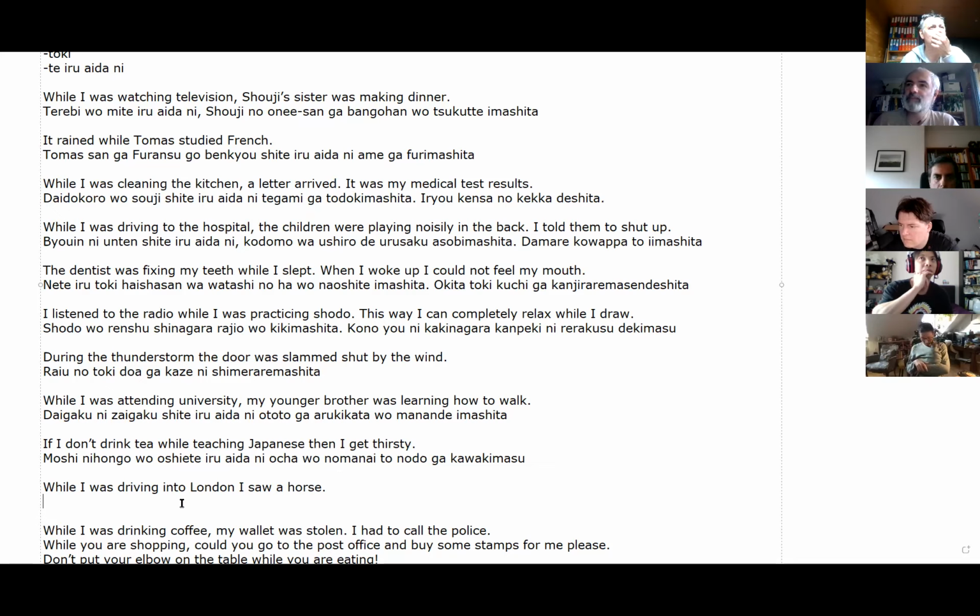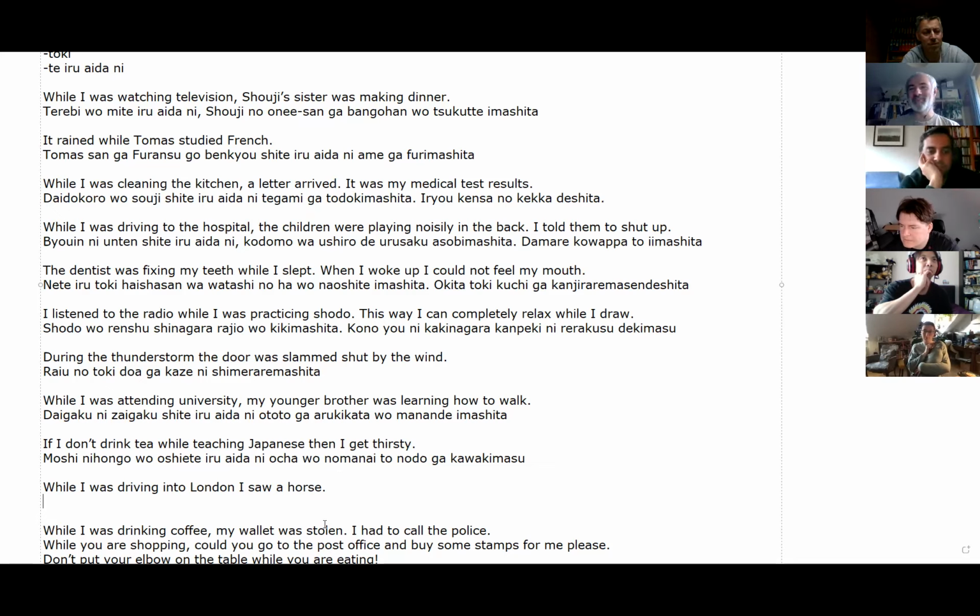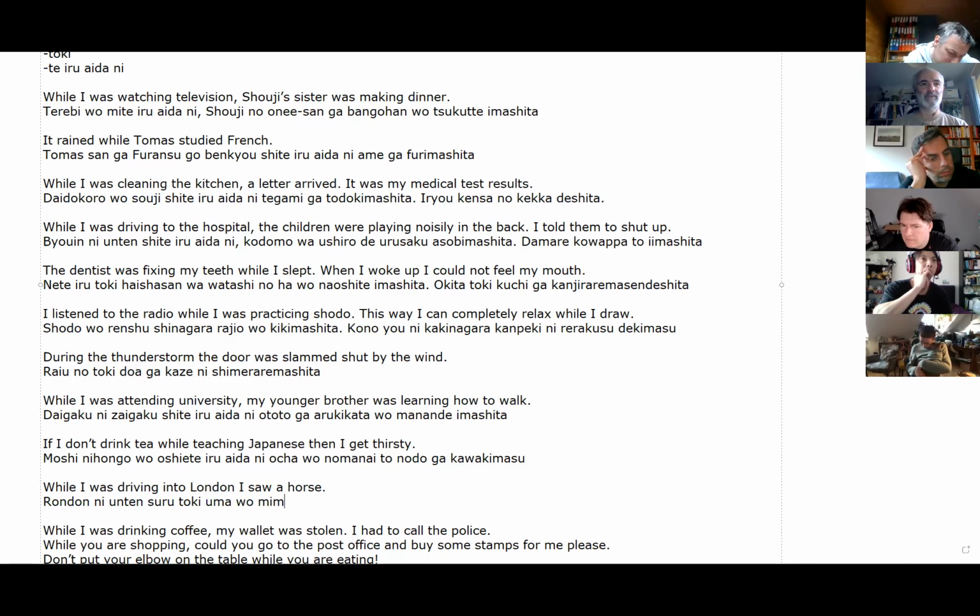Okay, so for this one, because the driving is a long ongoing thing, and the seeing of a horse is, I guess, just a split second. Unless the horse is running next to you. I guess if it's running with you, I would say nagara. But I think for this one, toki would be good. Yes, good. So then, ロンドンに運転するとき、馬を見ました。 Very good.